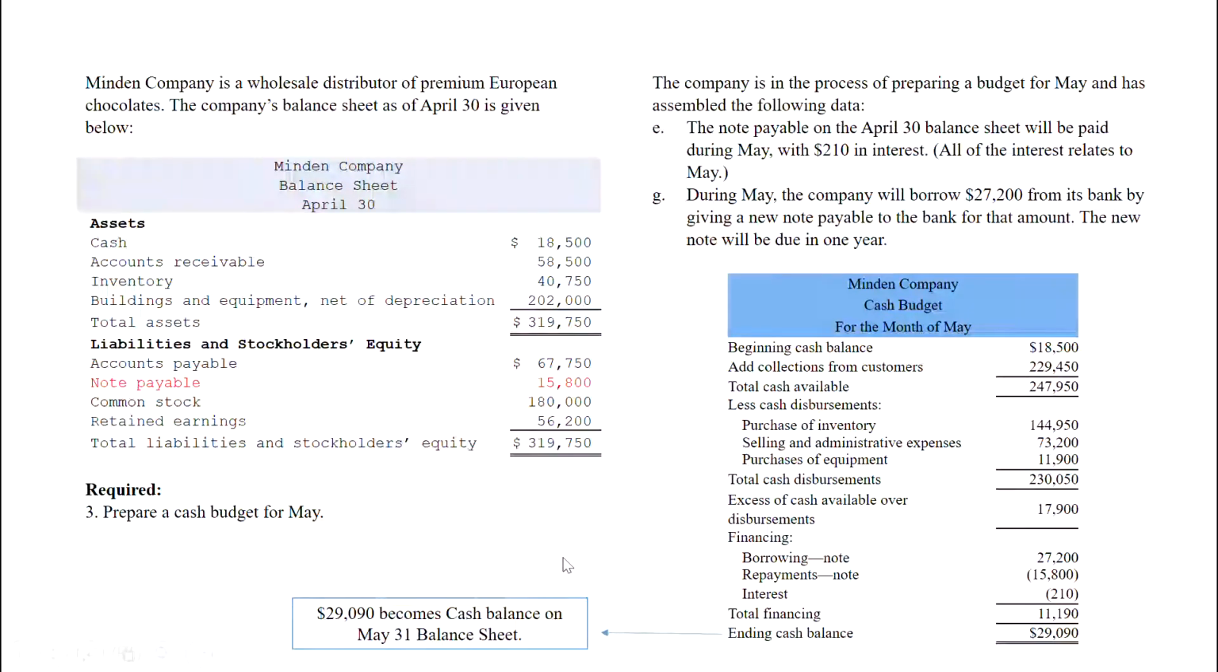I realize we're not to the balance sheet yet, but we're eventually going to get there, so go ahead and jot down this amount so you don't have to calculate it later. I'm going to go ahead and move on to the second video where I cover the balance sheet and also the income statement.